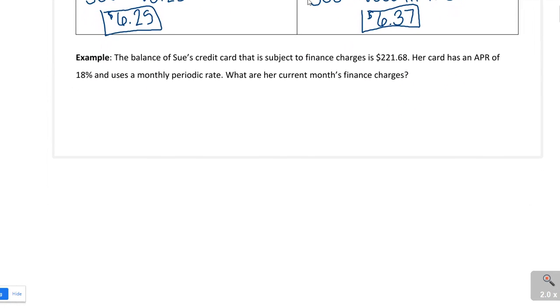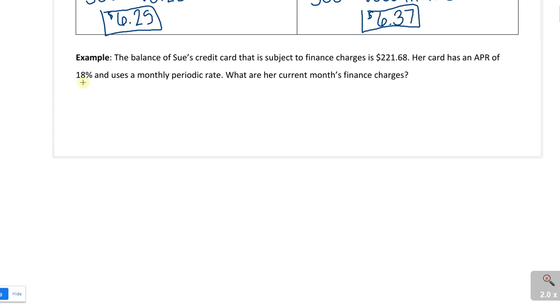Let's look at the next example. The balance of Sue's credit card that is subject to a finance charge is $221.68. Her card has an APR of 18% and uses a monthly periodic rate. What's her current monthly finance charge?